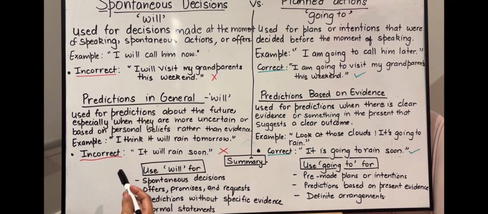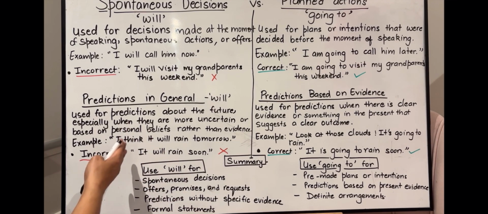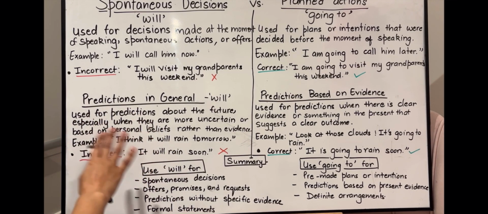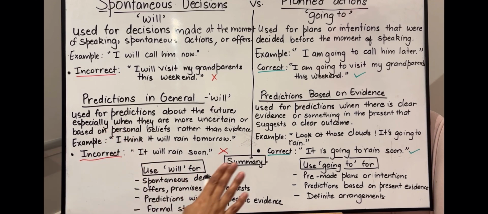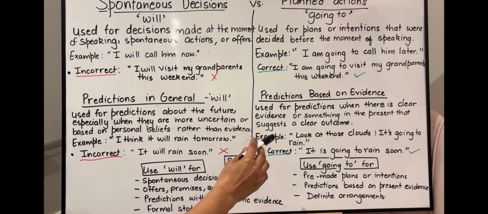For example, it will rain soon. You can't predict something that you don't have evidence for. You're going to say it is going to rain soon because you can see clouds building up, so you have evidence to make that statement. So will is used where the prediction is in general, but going to is used when prediction is based more on evidence.